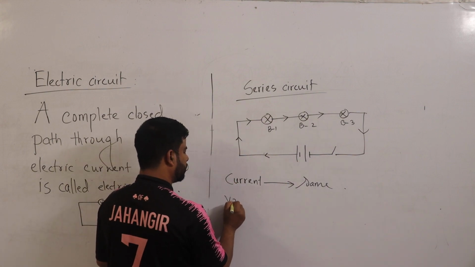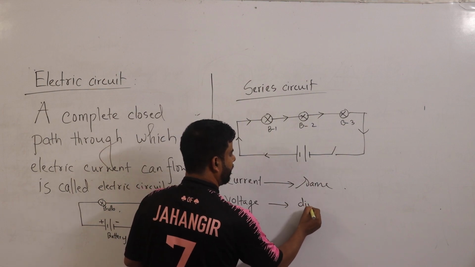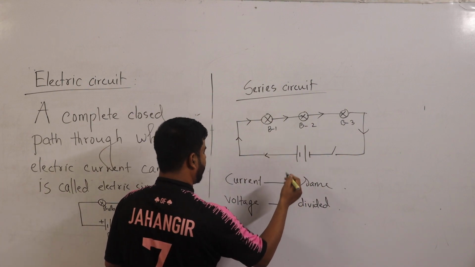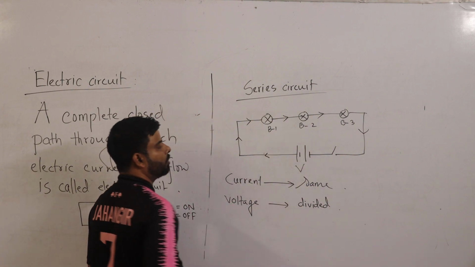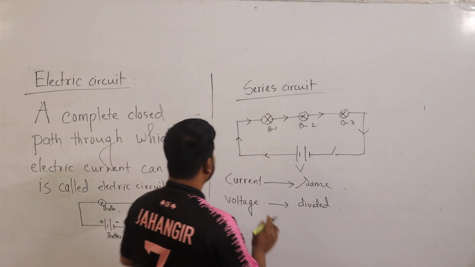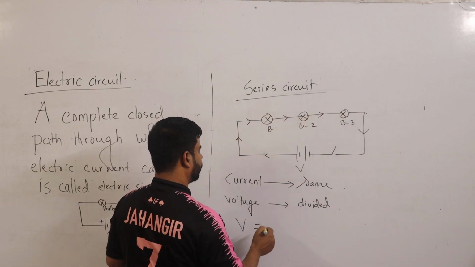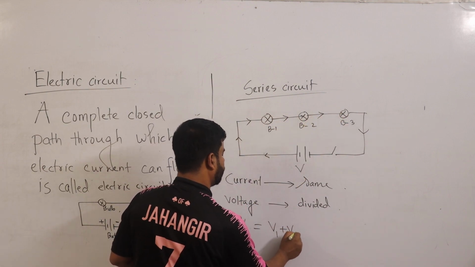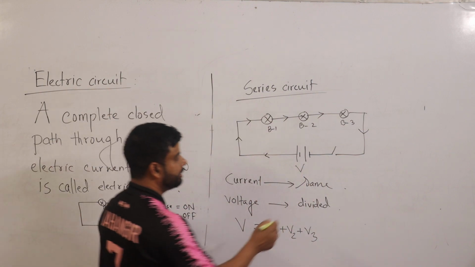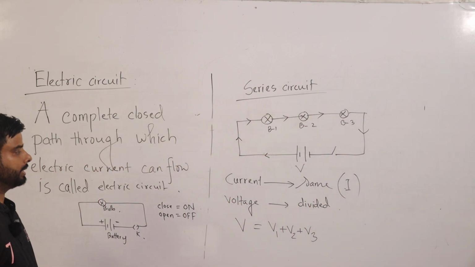But voltage is divided. That means in a series circuit, if the total voltage or EMF of the battery is V, then this voltage is divided among the components. So V1 plus V2 plus V3. But remember, current remains the same. So in a series circuit, current remains the same.